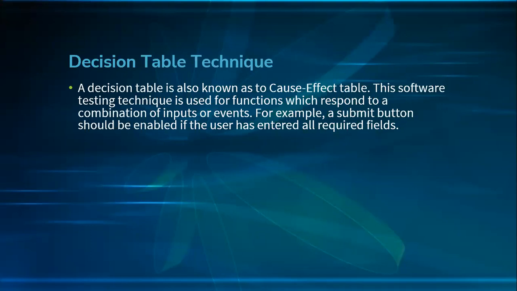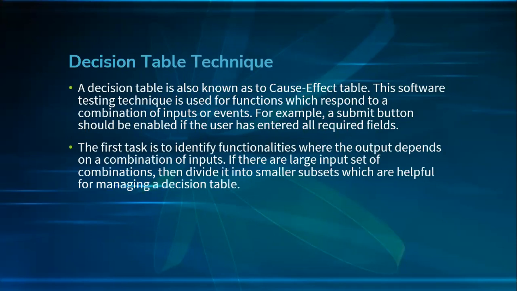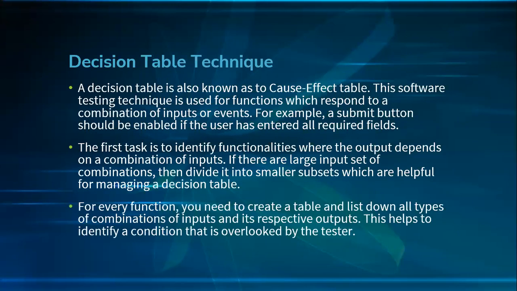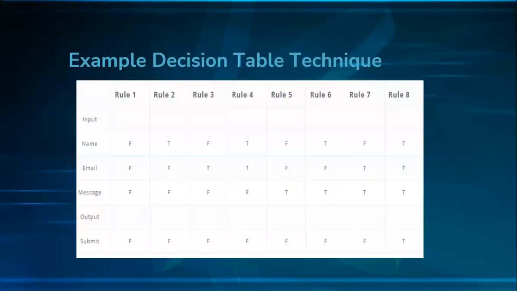So at this phase, I'm going to take an example. The first task is to identify functionalities where output depends on a combination of inputs. If there are large input sets of combinations, then divide them into smaller subsets, which are helpful for managing a decision table. So that will take us to this example.